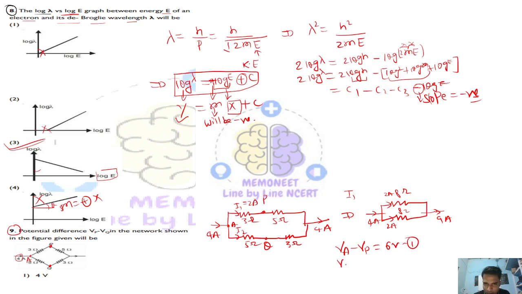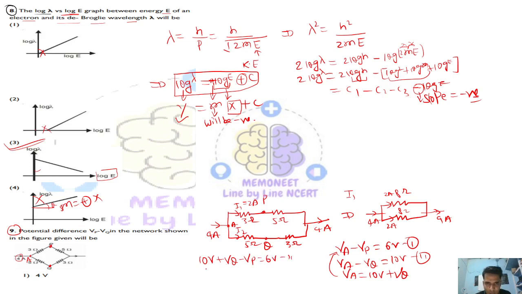And if you write VA minus VQ, I2 will be 2 ampere and it will be 10 volt. Now we need to find out Vp minus Vq, so simply subtract the values, or you can put the value of VA from this equation. So VA is equal to 10 volt plus VQ, and put it here: 10 volt plus VQ minus VP equal to 6 volt. Solving this equation, we need to find Vp minus Vq.